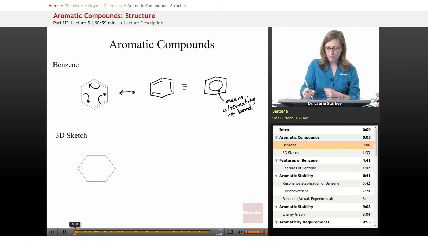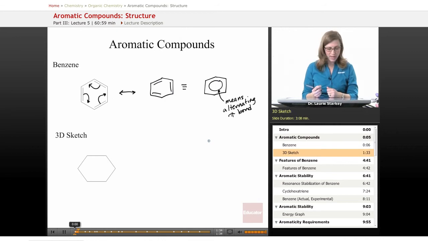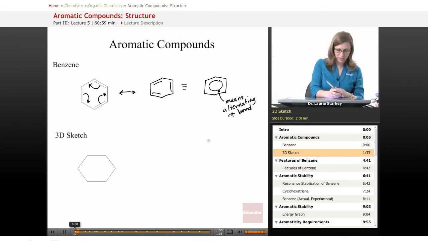So here we have a 6-membered ring. You're going to put as many alternating pi bonds, conjugated pi bonds as possible. So in this case, we could fit 1, 2, 3 pi bonds. If you look at a 3D sketch of benzene, you know that each pi bond comes from the overlap of p orbitals. So we can show one Lewis structure like this, where we have one pi bond here, and another pi bond here, and another pi bond here.